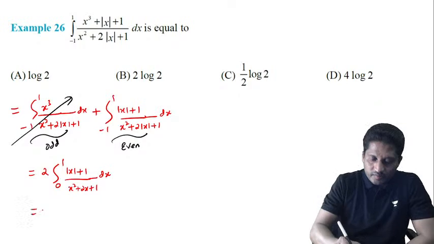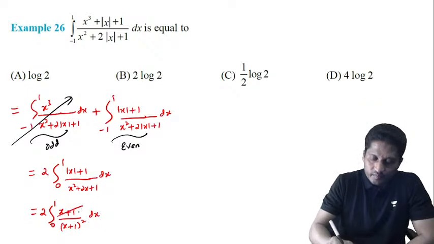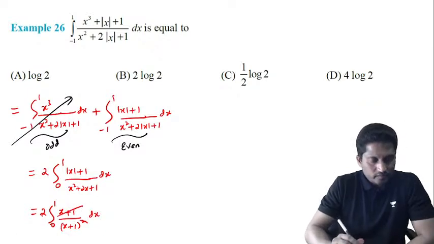So this is equal to 2 times integration 0 to 1. Mod x is x only, so this is x plus 1. x square plus 2x plus 1 is x plus 1 the whole square dx. x plus 1 will cancel with the square.